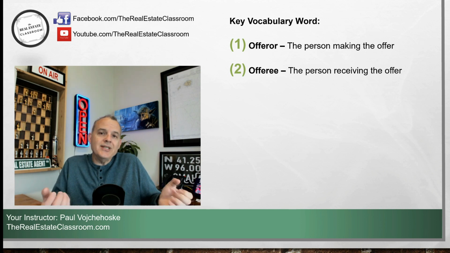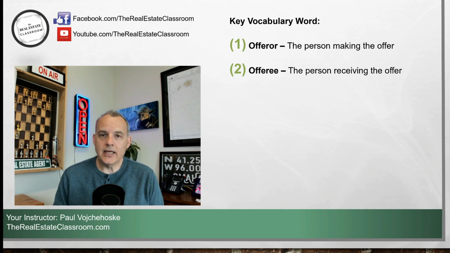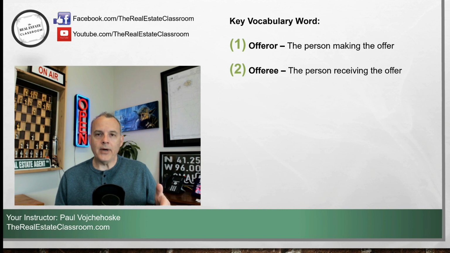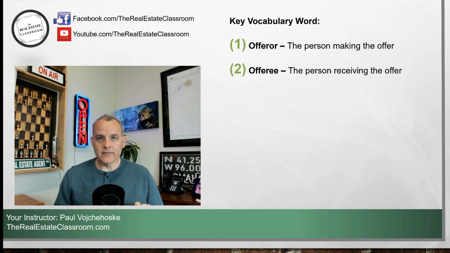And then the offeree is receiving that offer. And the seller is making or receiving that offer. Now, here's the interesting thing. The buyer is the offeror initially. So the buyer is making the offer of $100,000 on the seller's property. The seller receives that offer.